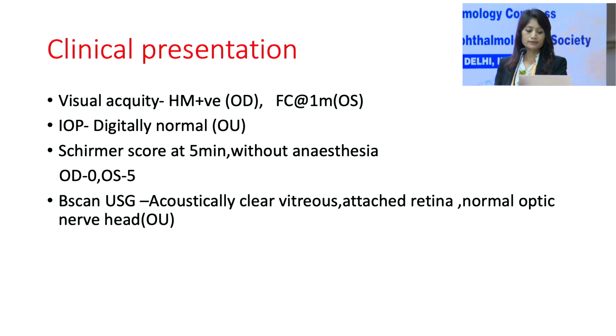When she came to me, her visual acuity in the right eye was hand movement, and in the left eye it was only finger counting at 1 meter, and that was her only better eye. Intraocular pressure was normal digitally in both eyes. When we did the Schirmer test, it was 0 in the right eye, and in the left eye, it was only 5 millimeter. We did a B scan, where we got a normal vitreous with attached retina and a normal optic nerve head.